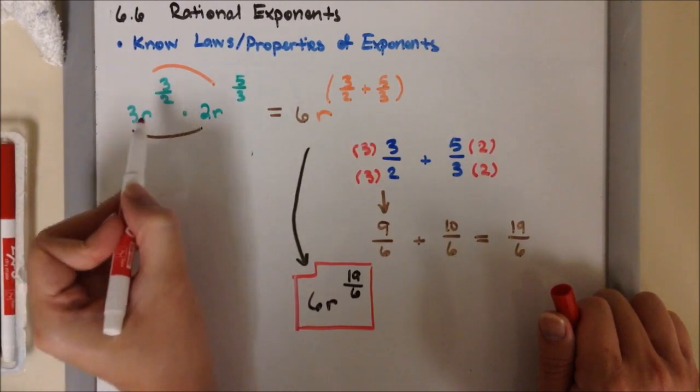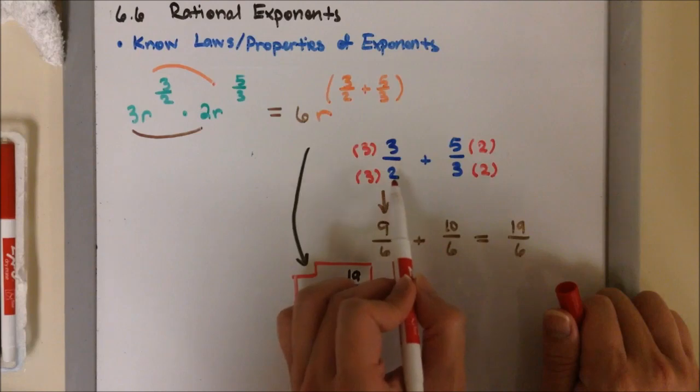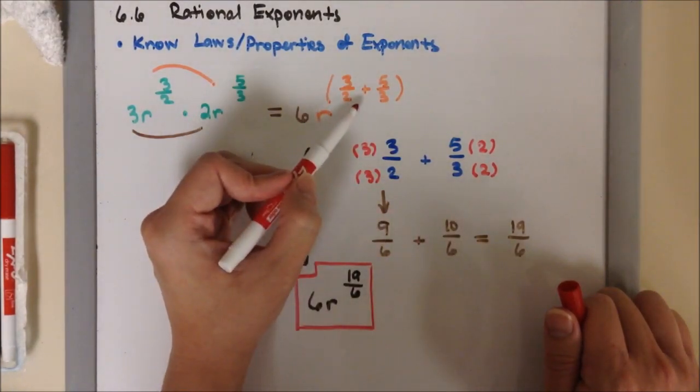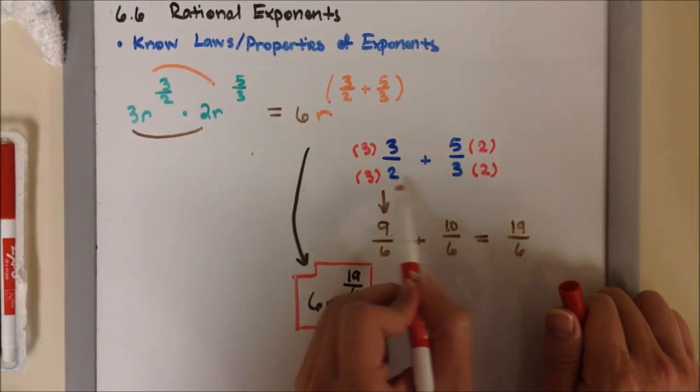So when you're multiplying with the same base, you're going to add the exponents, but be mindful that when you're adding with fractions, and these fractions were from the rational exponents, when you're adding or subtracting fractions, they need to have the same denominator.